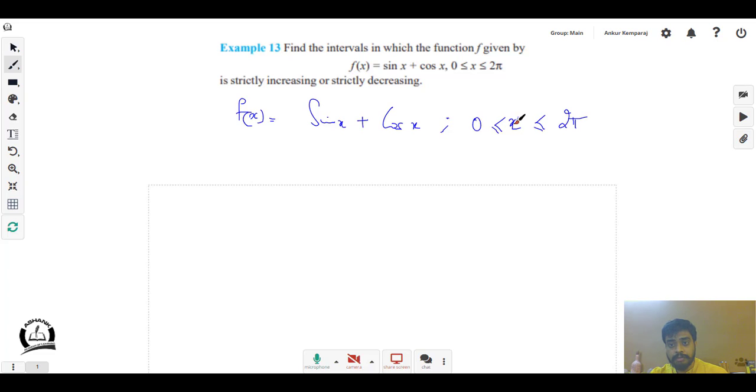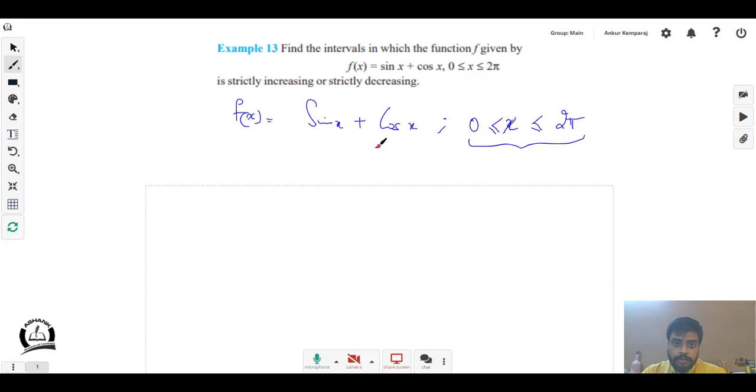If the question does not mention the interval, I would have taken it from 0 to 2 pi. If it is not 0 to 2 pi, the question would precisely mention it, from 0 to pi, or pi to 3 pi by 2, or pi to 2 pi, whatever the value is. So how do we solve this?